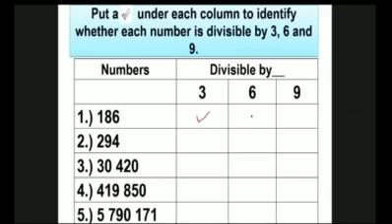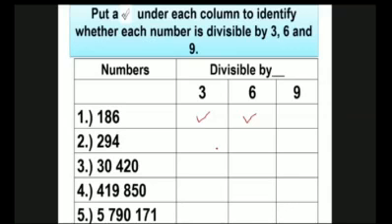How about 6? Is it divisible by 6? So take a look at the last digit, 6. Is it divisible by 2? Yes. Is it divisible by 3? Yes. So you add all the digits. 1 plus 8 is 9 plus 6, that will give you 15. But anyway, a number that is divisible by 2 and 3 gives you the assurance that it is divisible by 6.